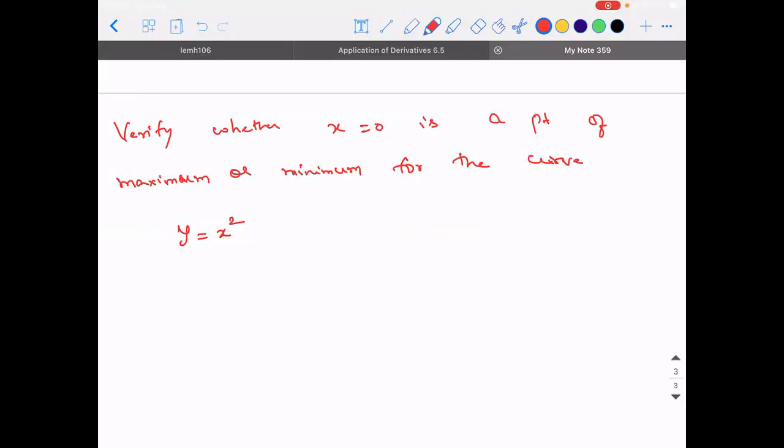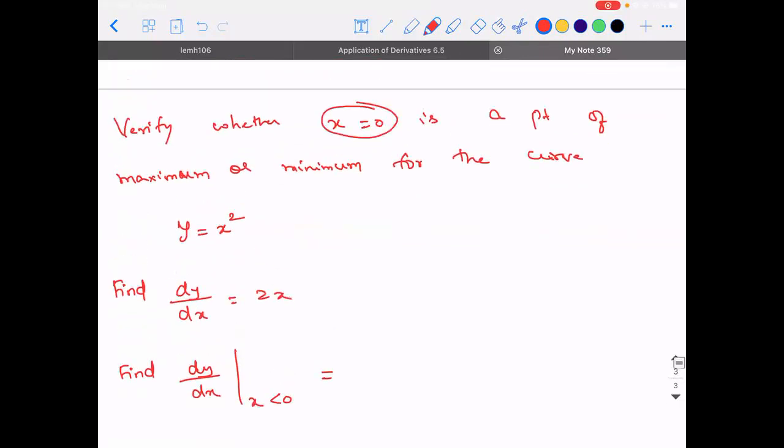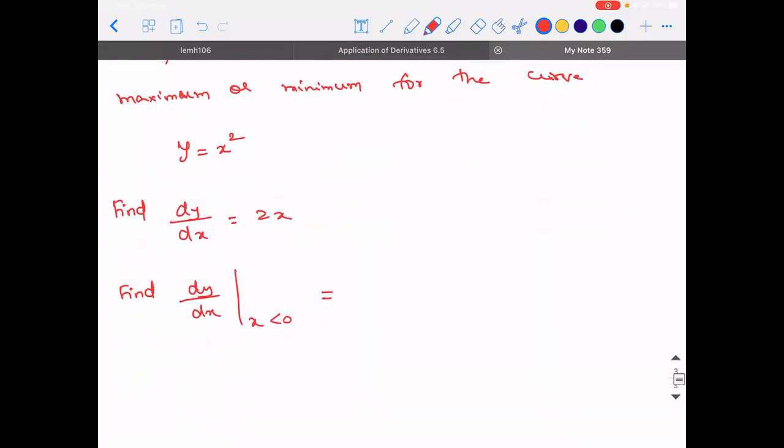So what are we supposed to do? First, find dy by dx, that is 2x. So find dy by dx for a value x less than 0. Why did I take less than 0? Because 0 is the limiting point. On the left of 0, what should I have? 2 into, I can take minus 1. As I told you, it can be any point. It need not be minus 0.5, something like that. 2 into take any value, it is minus 2.